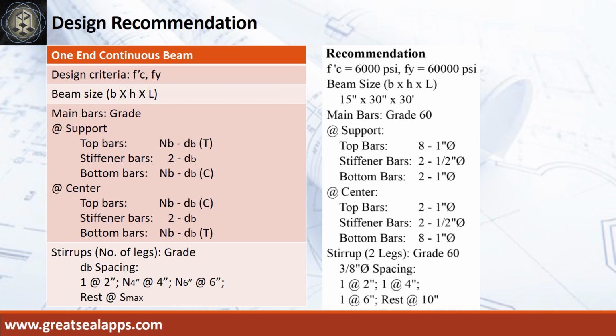Stirrup of 2 legs of grade 60, 3/8-inch diameter bar spacing, 1 at 2 inches, 1 at 4 inches, 1 at 6 inches, rest at 10 inches.